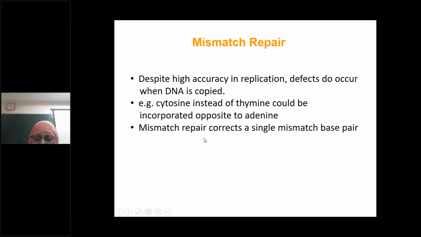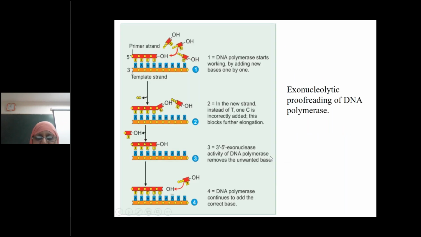If cytosine is being replaced by thymine, what will happen? Mismatch repair. A mismatch occurs, and this mismatch repair corrects a single mismatch base pair. So here we are just showing the exonuclease proofreading of the DNA polymerase that is normally taking place.